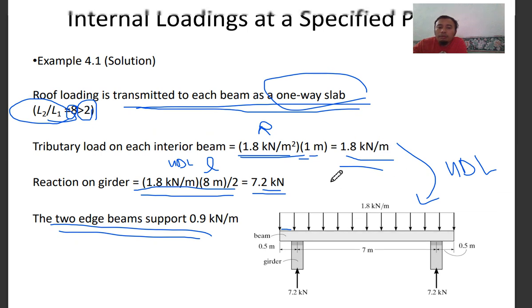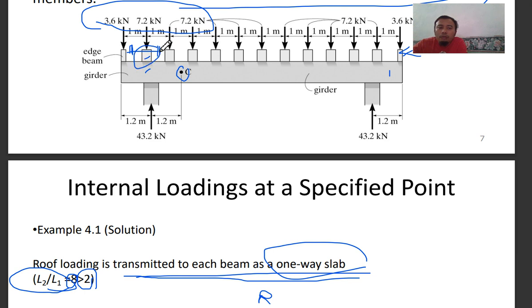If you draw the free body diagram for this beam, it will be like 8 meter, and then this uniformly distributed load is 1.8 kilonewton per meter. So you get your reaction here. That would be the loading on top of this beam.